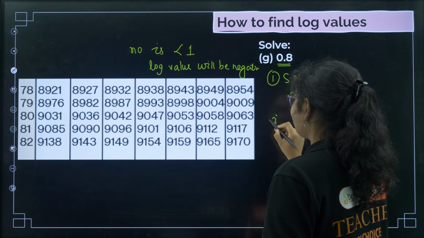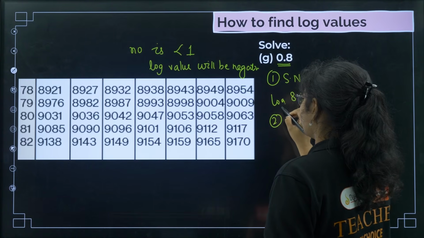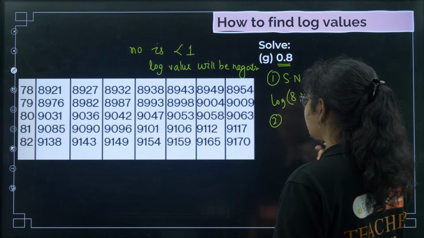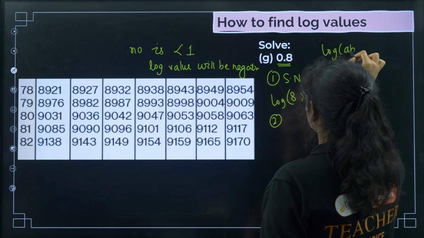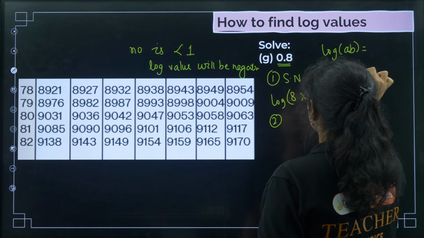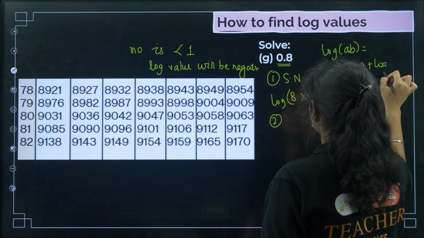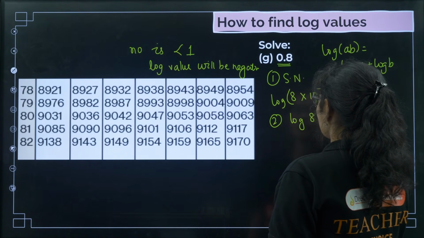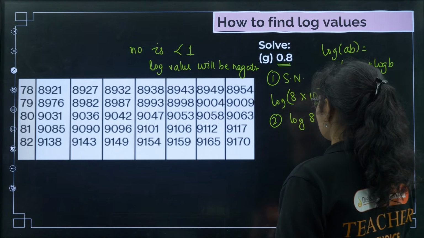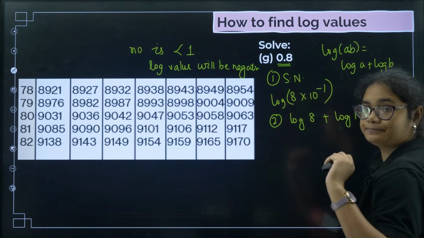Then expand it in, so log of this one I want to find, right? Now this one, log A into B is what? Log of AB is equal to log A plus log B, right? So I can write like this, log 8 plus log of 10 to the power of minus 1. Now how to find log 8?